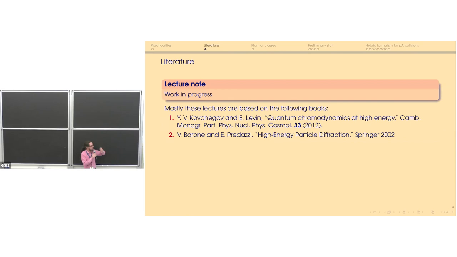A few words about literature if you want to look for more. Most of what I do is more or less based on these two books, which are good for the CGC part, deep inelastic scattering, maybe proton nucleus collisions, a little bit less for the Glasma heavy ion side. Barone and Predazzi I like a lot, although it's getting a little bit old. It's really a book about CGC, but it has a lot of the background that one really needs in these things. So I like this book a lot.